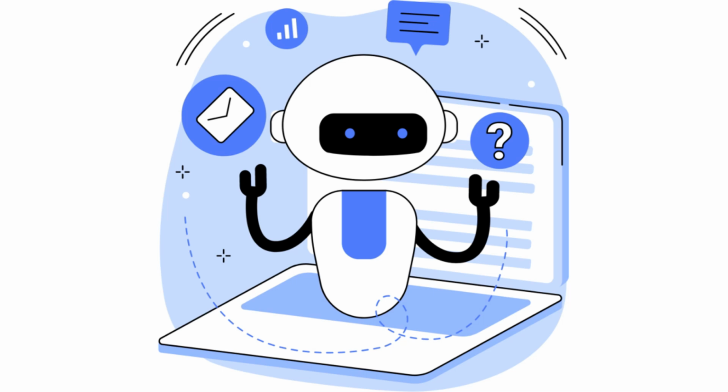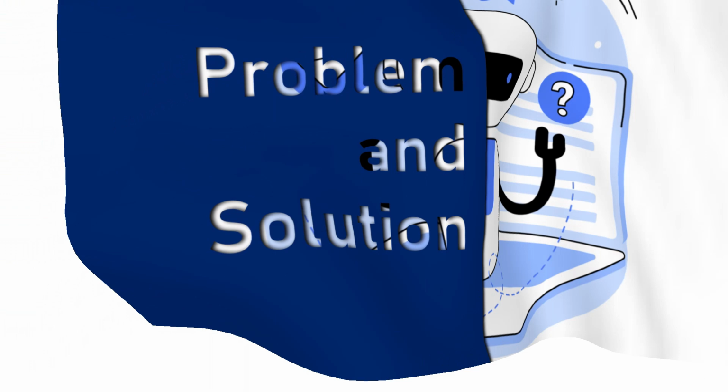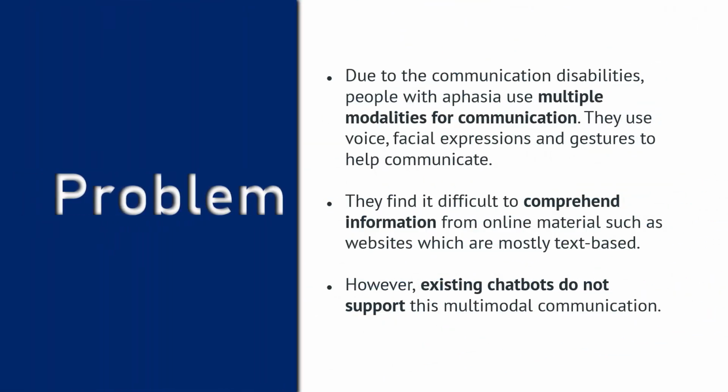Next, let's talk about the problem and how we solve it. With the communication disabilities we discussed before, people with aphasia face difficulties in using a website. They are unable to comprehend and find the necessary resources as a general user. Usually, they use gestures, speech, facial expressions, and writing to communicate what they want. There are no applications that support people with such difficulties to easily navigate and find resources within a website with these multimodal capabilities.